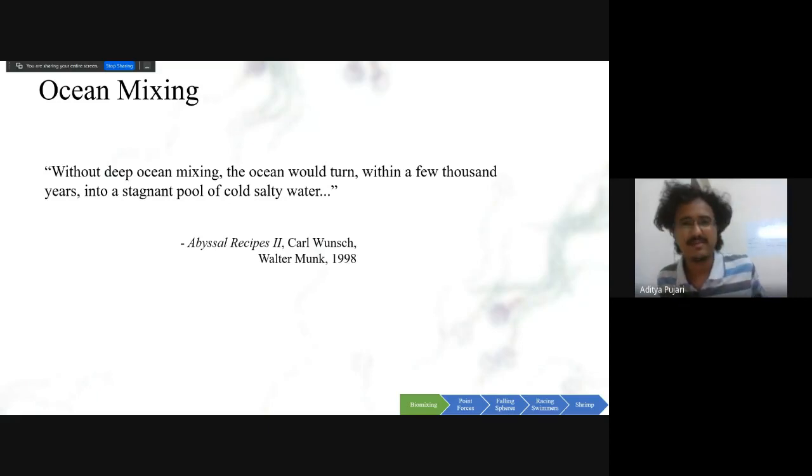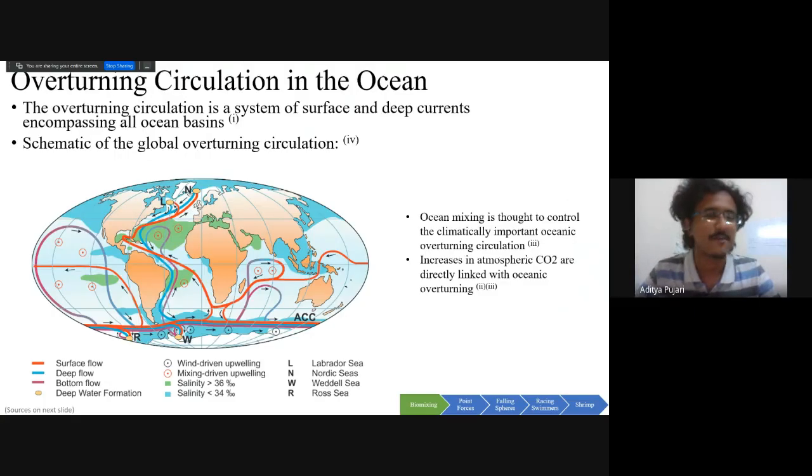Yeah. So ocean mixing is highly underrated. We all talk about climate change, we all talk about how we're messing up the climate and stuff like that. But sometimes we forget that the climate and the ocean are very interrelated. And we only know the climate of a region as well as we know the ocean structure, ocean circulation in that region. There was this one really nice quote by eminent oceanographers Carl Wunsch and Walter Munk. They said that without deep ocean mixing, the ocean would turn within a few thousand years into a stagnant pool of cold, salty water. और फिर मच्छर काटेंगे.